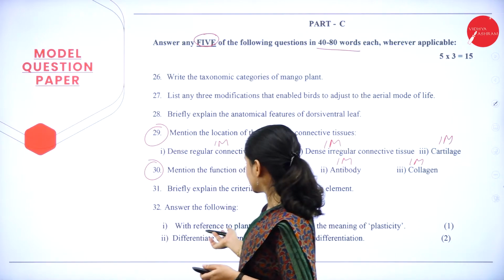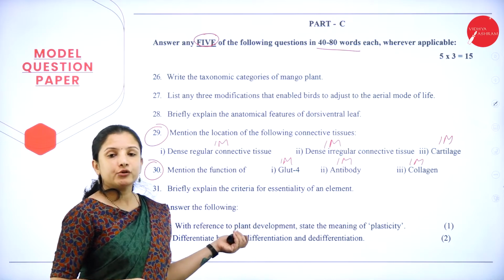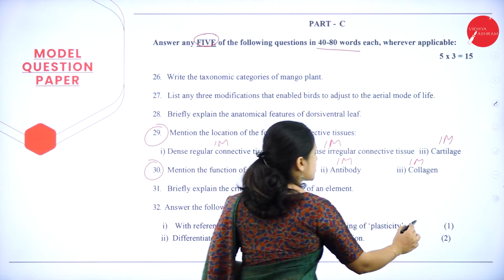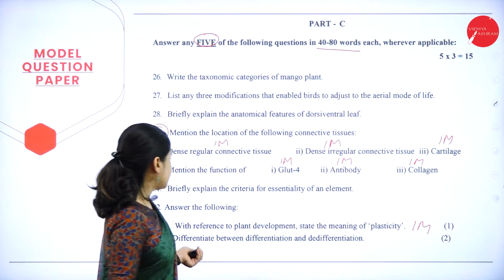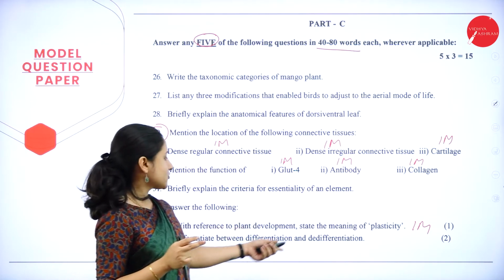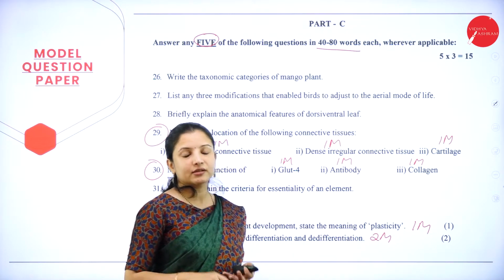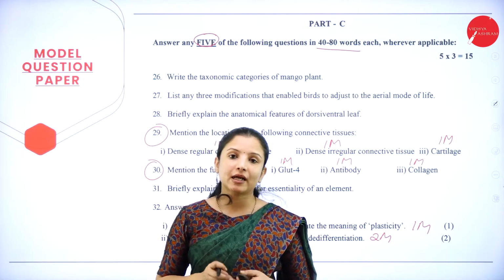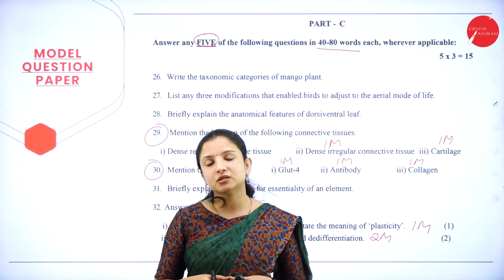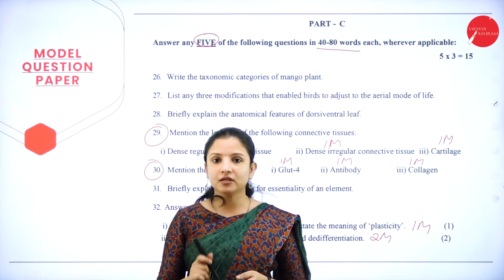So here, with reference to plant development, state the meaning of plasticity. Here you need to write what does plasticity mean. You need to write the definition, which will fetch you 1 mark. Next question, differentiate between differentiation and dedifferentiation. Here two differences you have to write, which will fetch you 2 marks. So therefore totally 3 marks you will get. So like that they can split. So sometimes reading from the blueprint is also good, but sometimes they might split the questions like this and that. So that is why you need to be very, very careful regarding this.